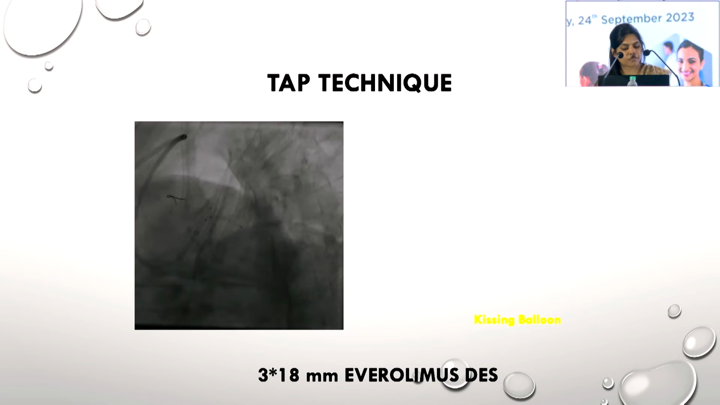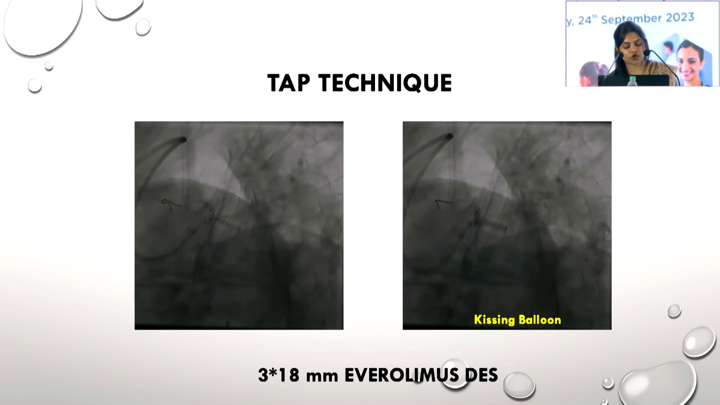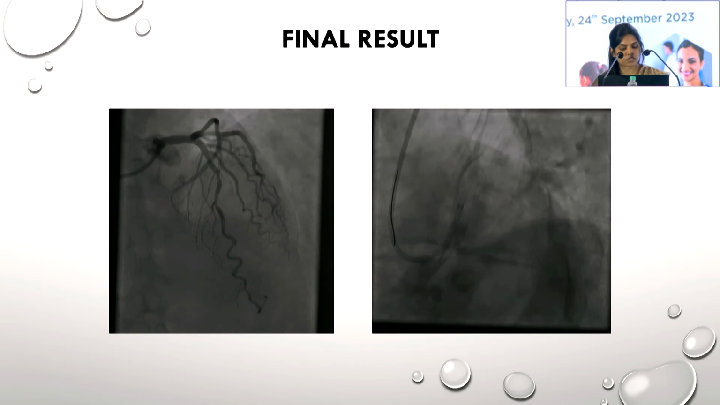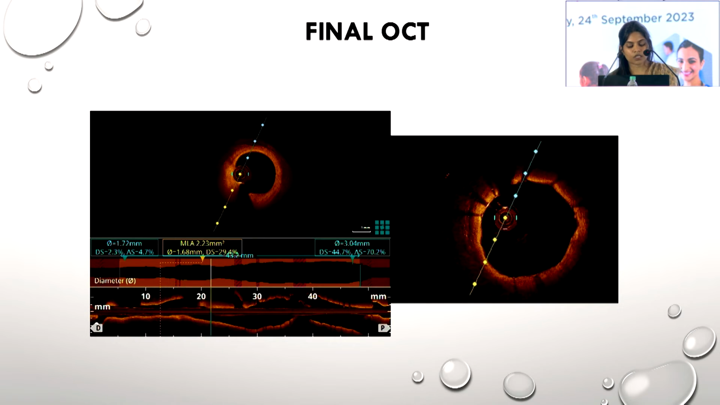So we went ahead with the bifurcation technique, that is the TAP technique. We placed another stent across the ostial circ, and then kissing balloon inflation was done, and this is the final result. A final OCT was done, which showed adequate diameters, and a very nicely expanded stent in the LAD and the circ.